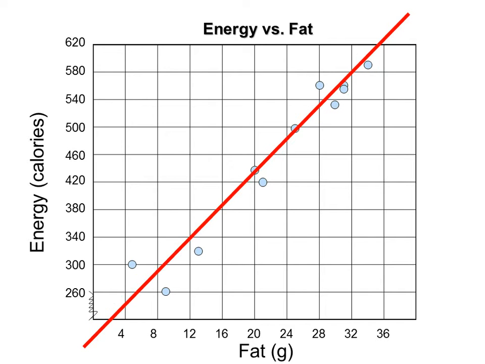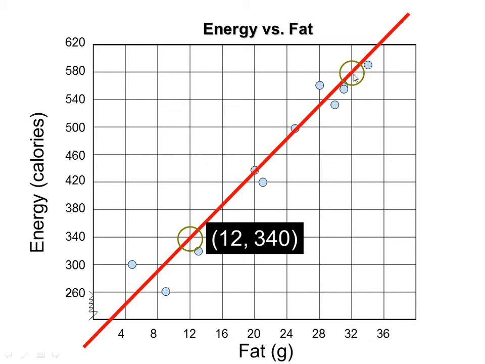But since this is the line that I drew, I'm going to pick 2 points that are on this line. I'm going to pick this point, and I like it because it pretty well intersects right here. So I can pretty easily know that this is the point 12 and 340, remembering that your x value is always written first, y value is written second.